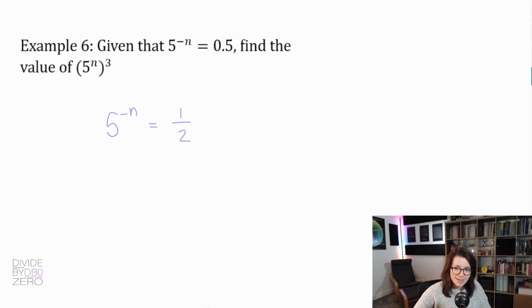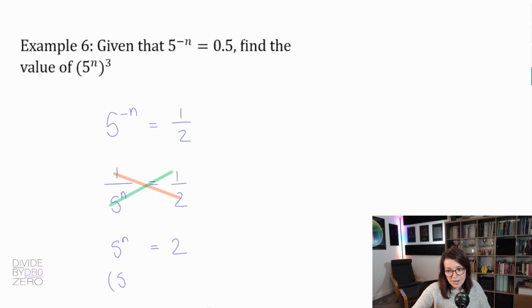Then I would want to deal with that negative power. So I'd rewrite 5 to the power of minus n as 1/5 to the power of n is equal to a half. And now we're in a situation where we can cross multiply. So when you've got two fractions equal to each other, you can use cross multiplication. And that tells us that 5 to the n times 1 is equal to 1 times 2. So 5 to the power of n equals 2. And now we can work out finally what 5 to the power of n to the power of 3 is, because we just raise that 2 to the power of 3 as well. And we get 8.